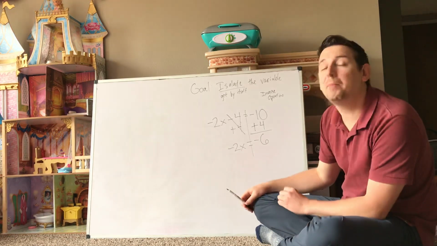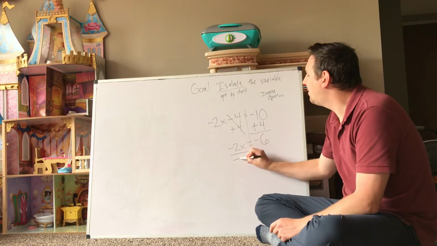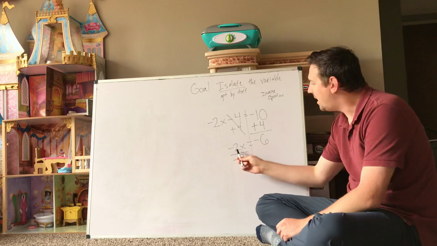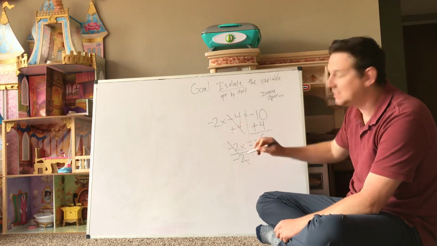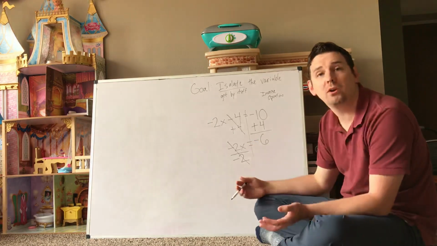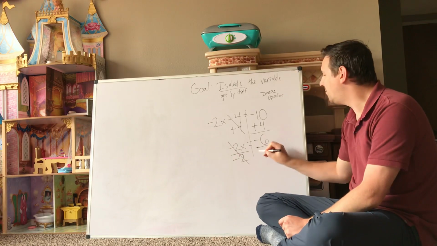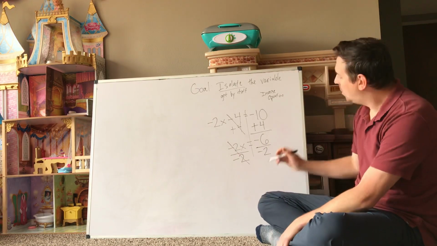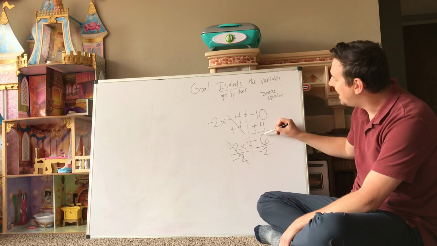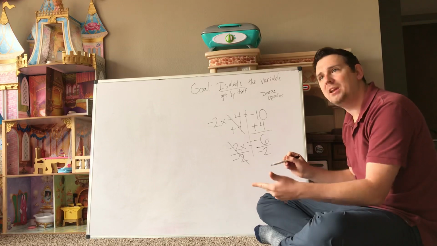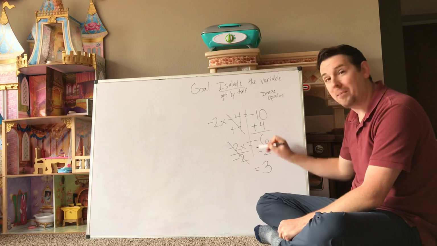So we need to do the opposite of multiplying. The opposite of multiplying is dividing. Negative 2 divided by negative 2 would make positive 1, which is what we want to know. We want to know what positive 1x is. If I divide that side by negative 2, I'm going to divide this side by negative 2. How many negative 2's will it take to get to negative 6? Positive 3. Negative divided by negative is a positive.